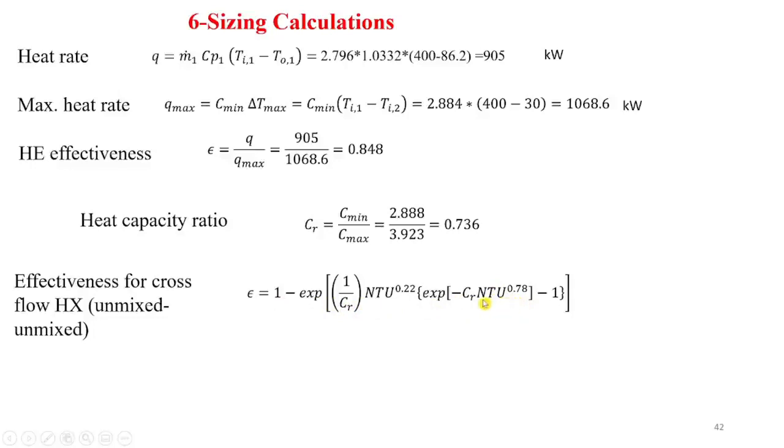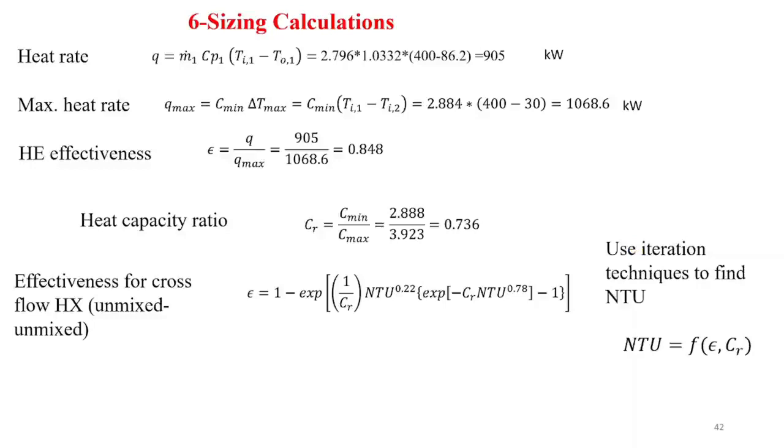We would like to use this equation to find the NTU based on this value of CR and this value of the effectiveness, using any kind of iteration technique, like for example MATLAB or Excel or the Newton-Raphson method. If you do that, you end up with an NTU based on these two values of 5.754.